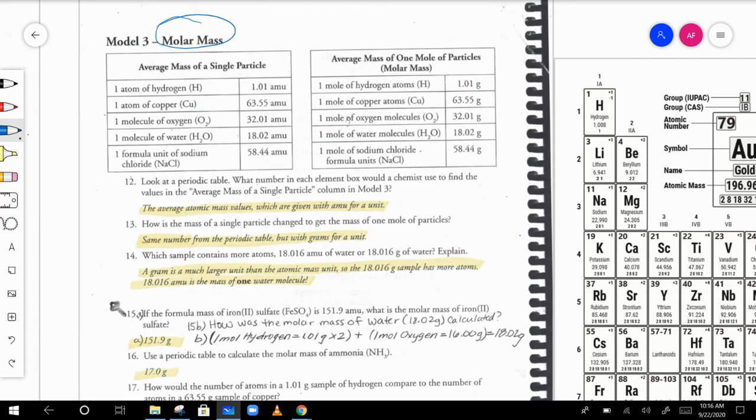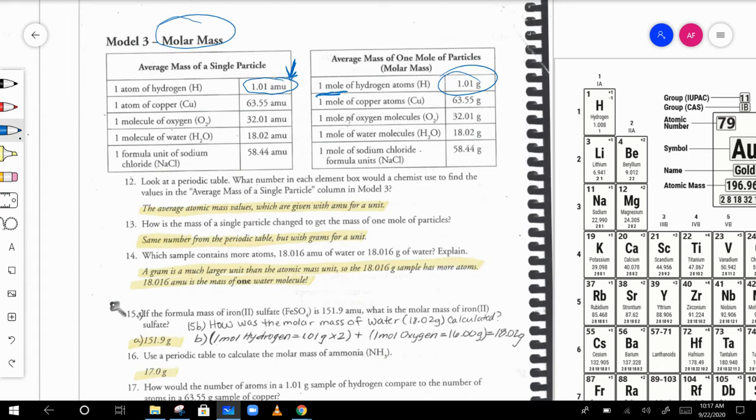Molar mass, basically: if you have one atom of hydrogen, it's 1.01 AMU, or atomic mass units. If we have a mole of hydrogen atoms, it's 1.01 grams. So basically, what scientists said was, if we have one atom of hydrogen, how much does it weigh? We can't weigh one AMU on a scale.